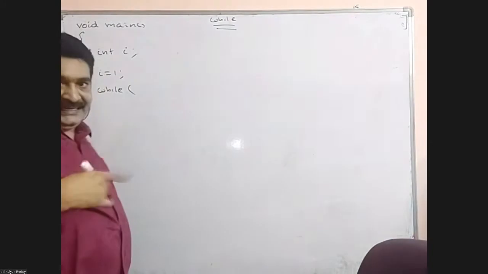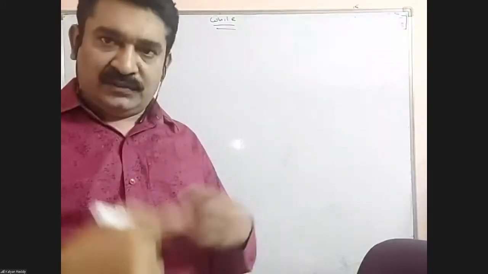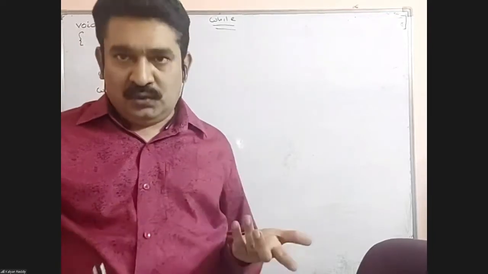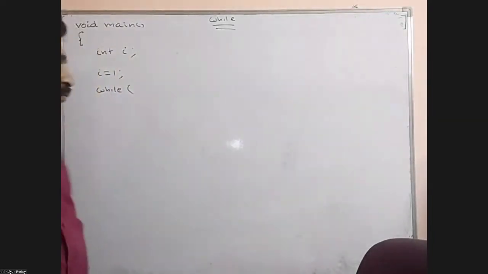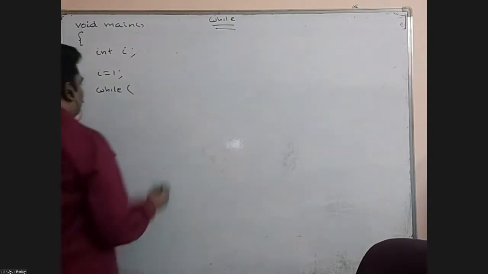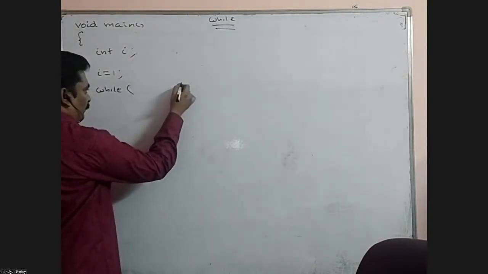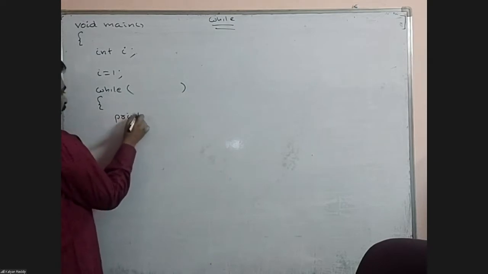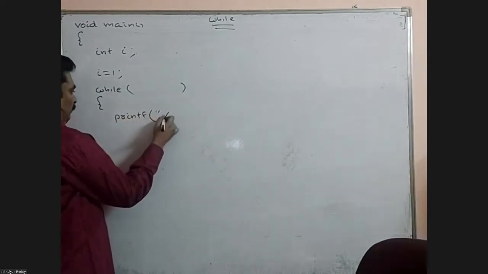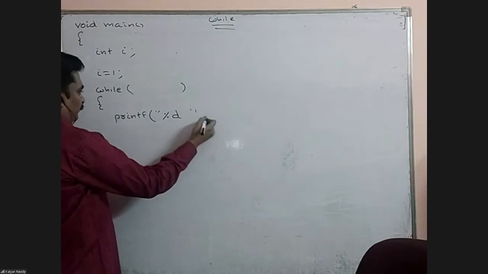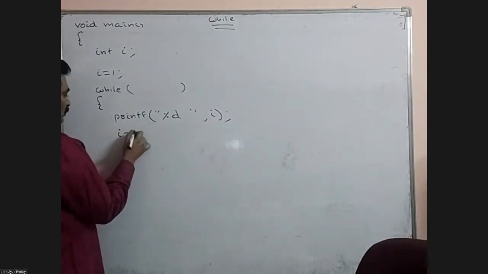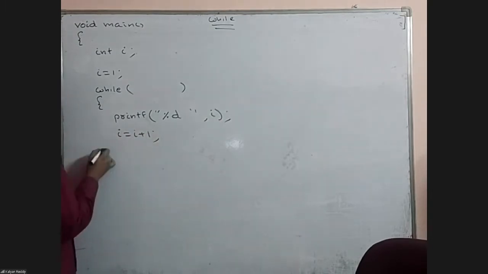Purpose of loop: repetition. Whenever it is required to execute the code a number of times, go for a loop. Keyword while, parenthesis open, close, body open, printf percentage d I. Next, I equals I plus 1, loop body close, main body close.